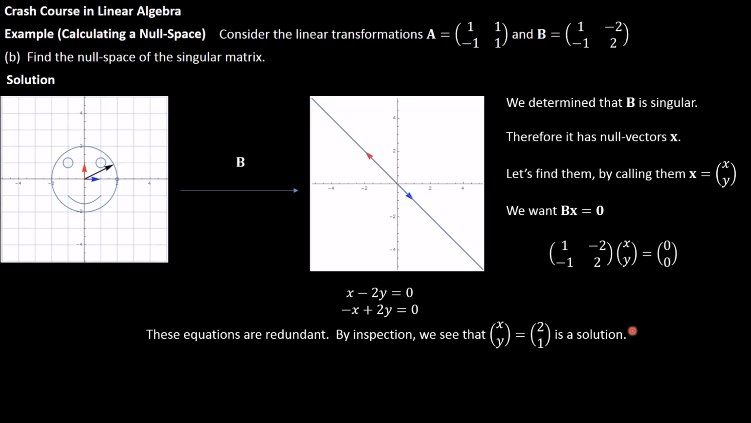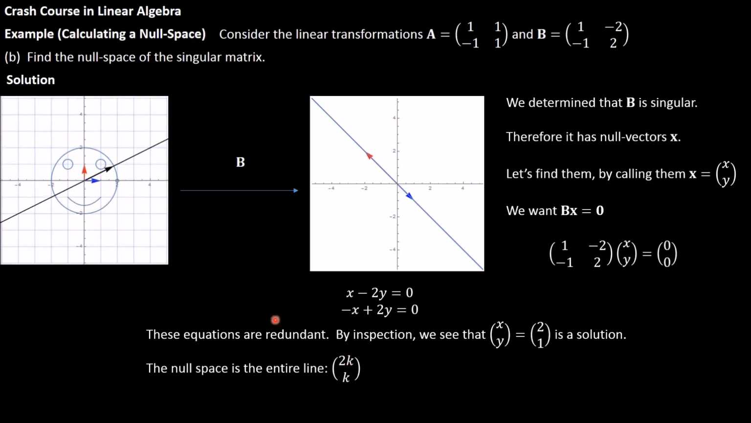So I went ahead and plotted that vector here, 2, 1, and then the null space is the entire line 2k, k, which I've also plotted here. And so all vectors on this black line will actually map to the origin when multiplied by the matrix B. So we just calculated our first null space.